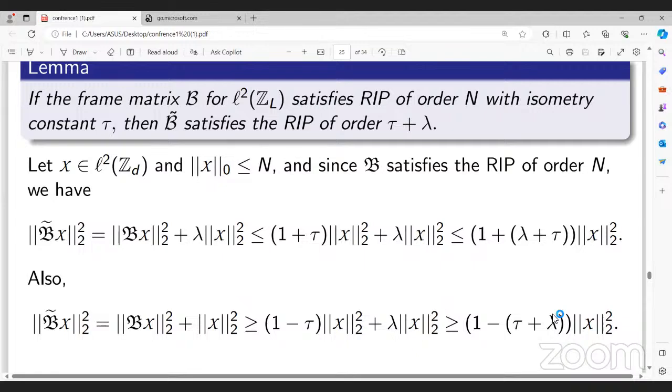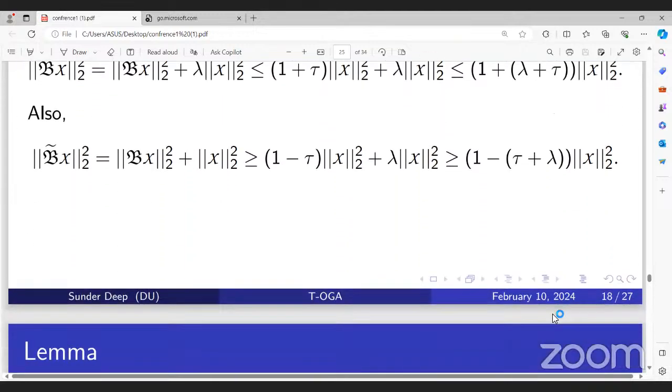So the norm of B tilde x squared is nothing but the norm of Bx squared plus lambda times the norm of x squared, and B satisfies the RIP of order n. So the norm of Bx squared is less than or equal to 1 plus tau times the norm of x squared. So this is less than 1 plus lambda plus tau times the norm of x squared. Similarly, we can prove the lower inequality.